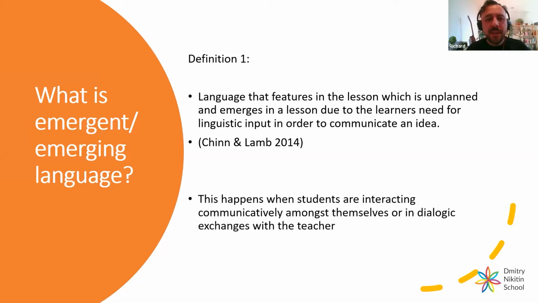This happens when the learners are interacting communicatively amongst themselves, so when the students are talking, or when they're in dialogic exchanges with the teacher. When the teacher's talking with learners, and they're having a discussion, maybe a negotiation of meaning of some sort. So that's what we mean by emergent language. It's not what the course book is telling us to teach. It's when it comes up in the lesson unexpectedly. And as teachers, we deal with this all the time. But here's the name for what you do when you deal with this.